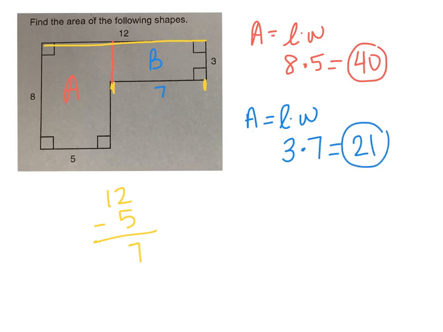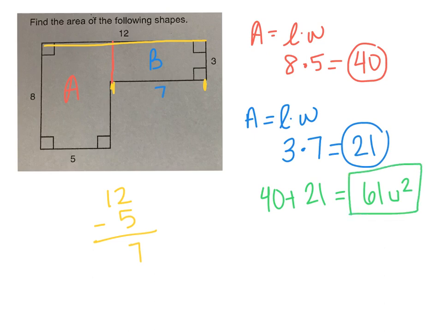Once I find the areas of all my pieces, now I just need to add them up. So I'm going to take 40 plus 21, which gives me 61. They didn't tell me it was feet or inches or centimeters or anything. They didn't give me a unit. Anytime they don't give you a unit, we just put a U for units, or you can write the word units. And it is still area, so units squared, or U squared. And that is our final answer for number 1.